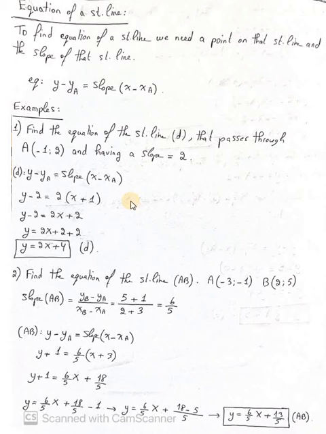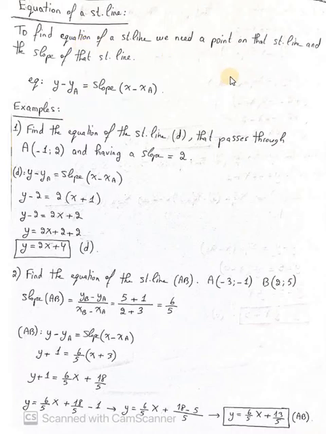Hello, this video is about how to find an equation of a straight line. Okay, we know the form of the equation. It has the form of y equals ax plus b. But how to find its equation?